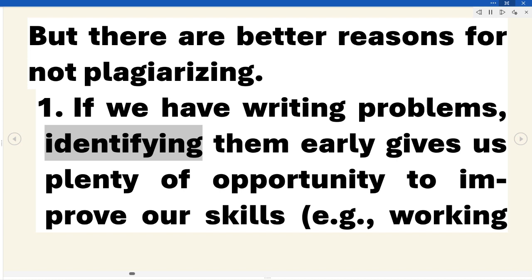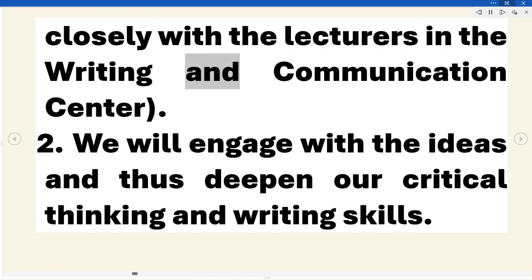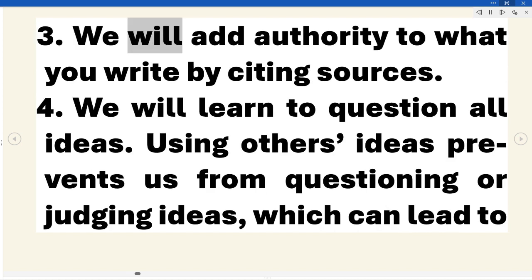If we have writing problems, identifying them early gives us plenty of opportunity to improve our skills, for example, working closely with the lecturers in the Writing and Communication Center. We will engage with the ideas and thus deepen our critical thinking and writing skills. We will add authority to what we write by citing sources. We will learn to question all ideas.